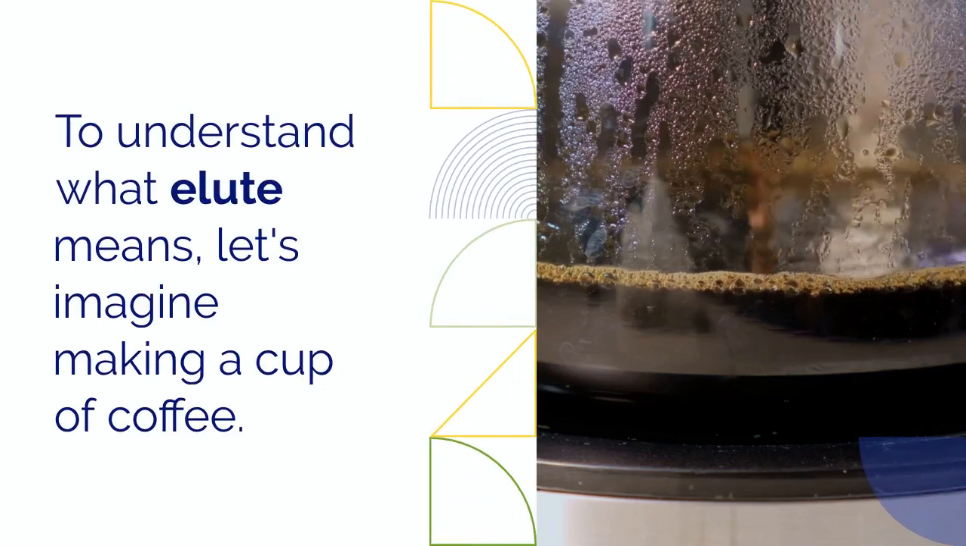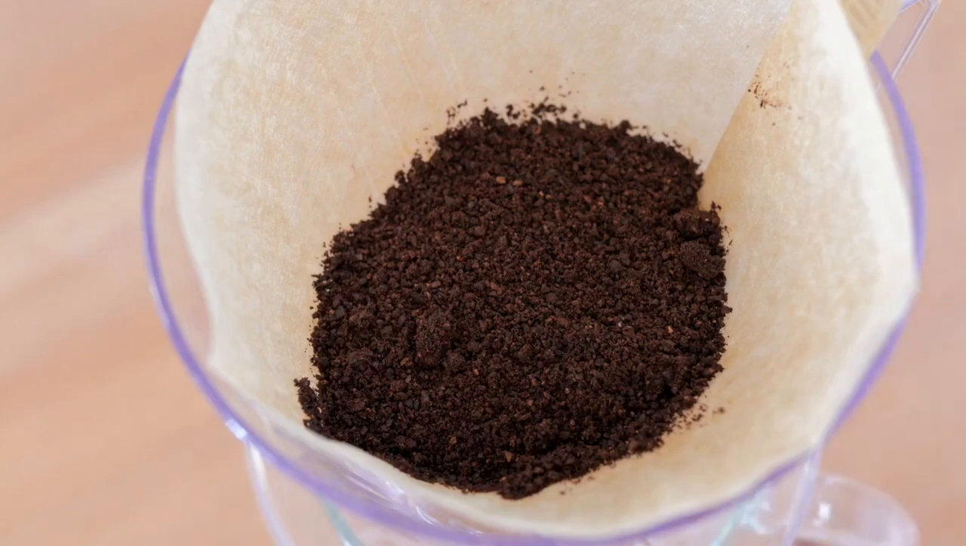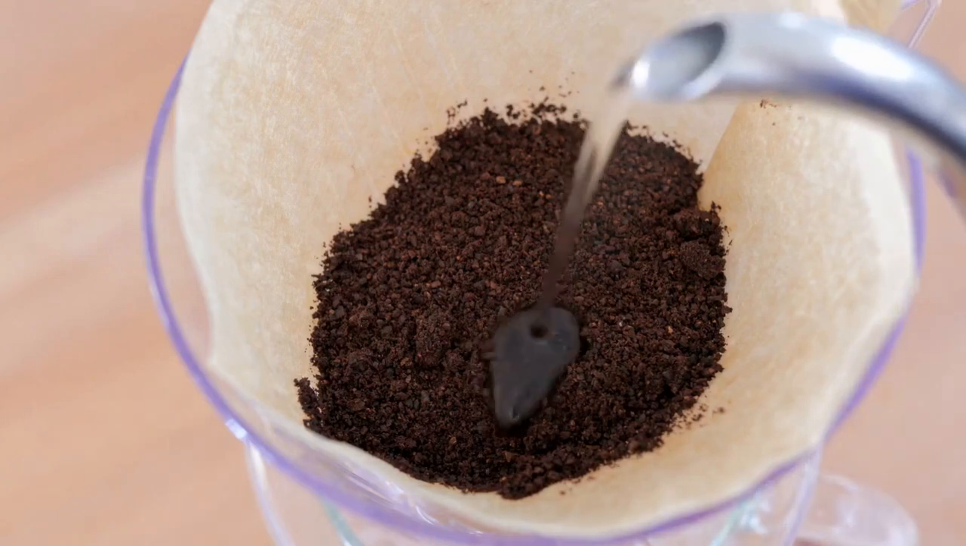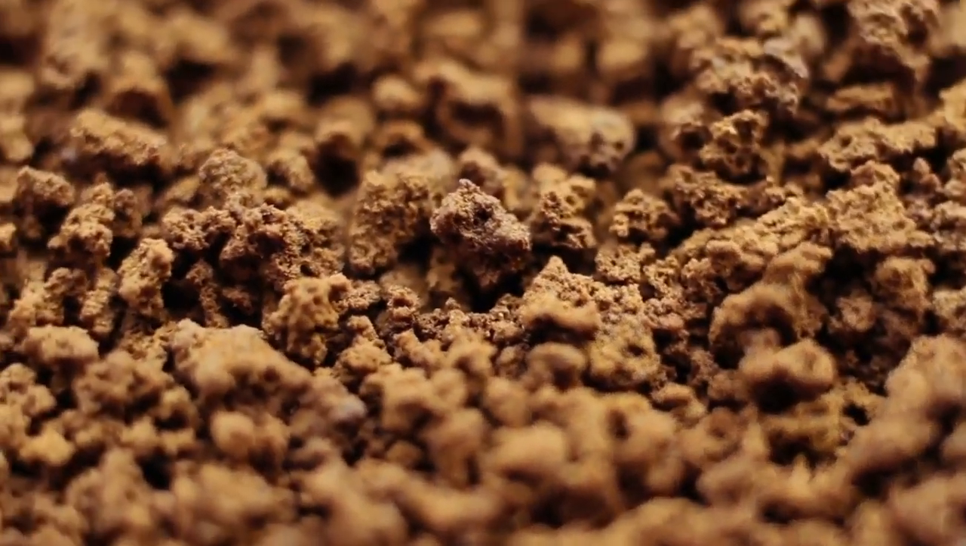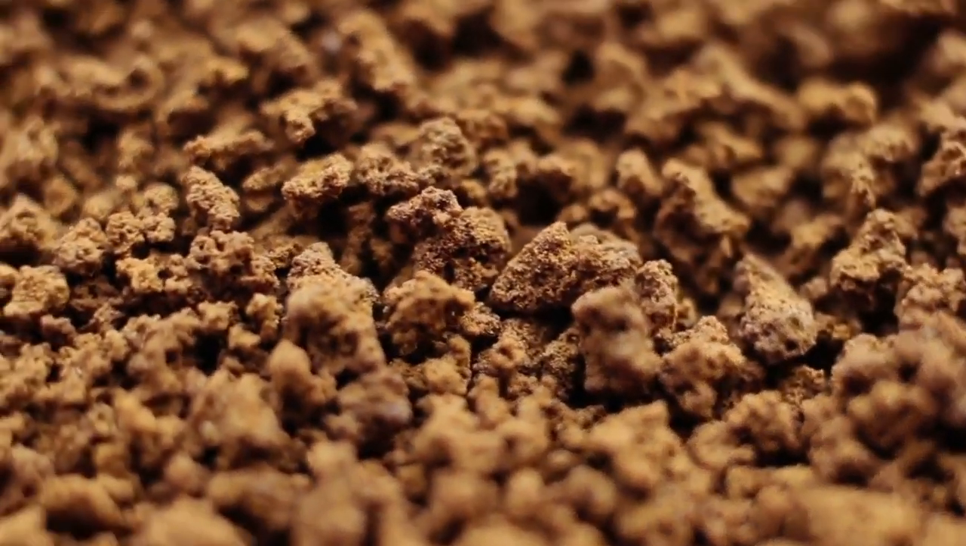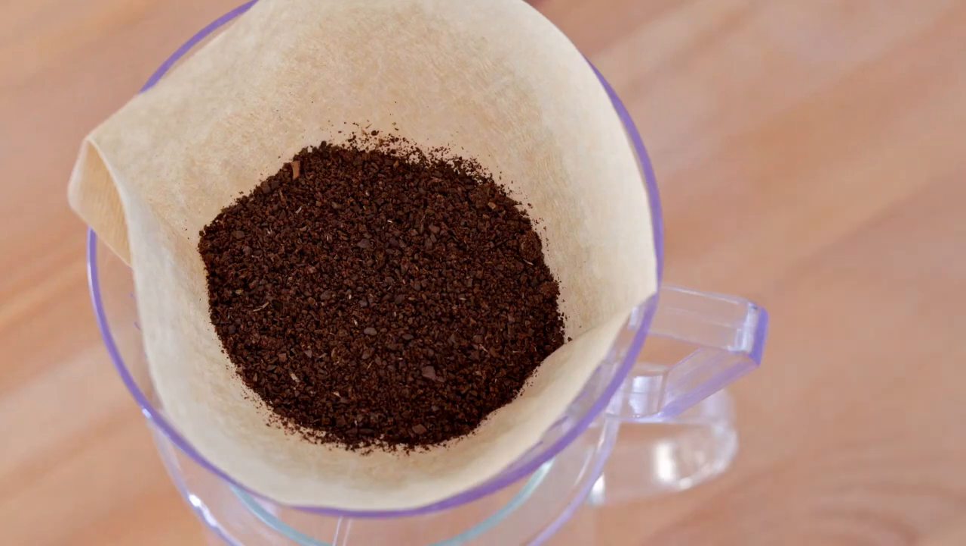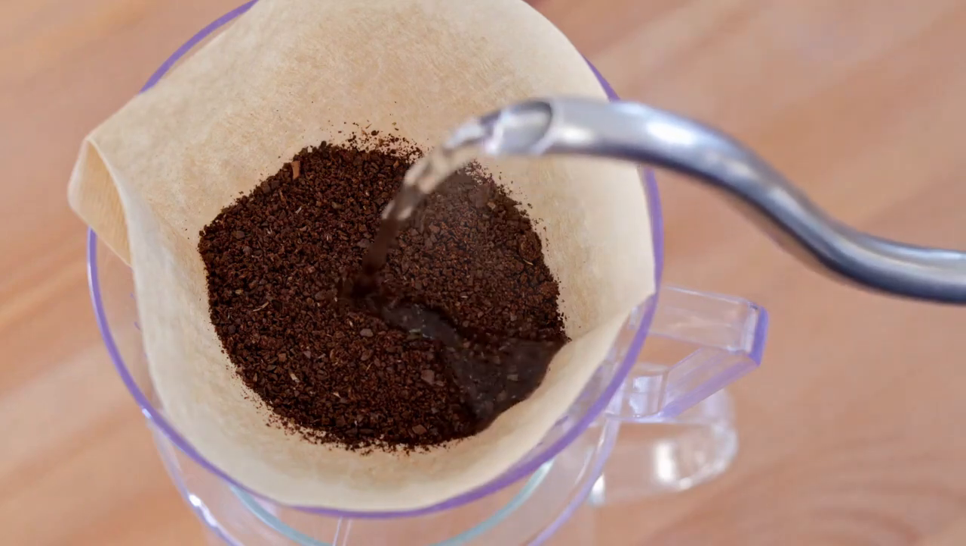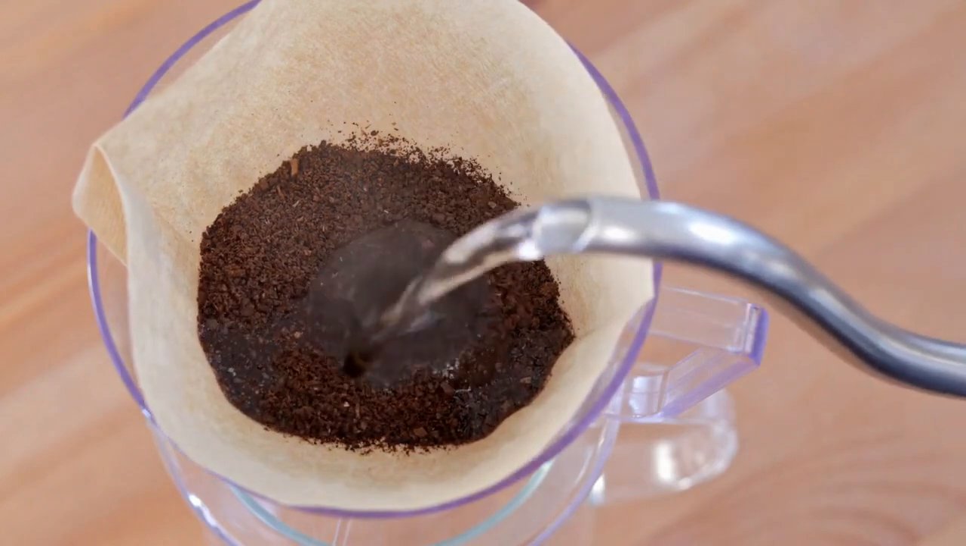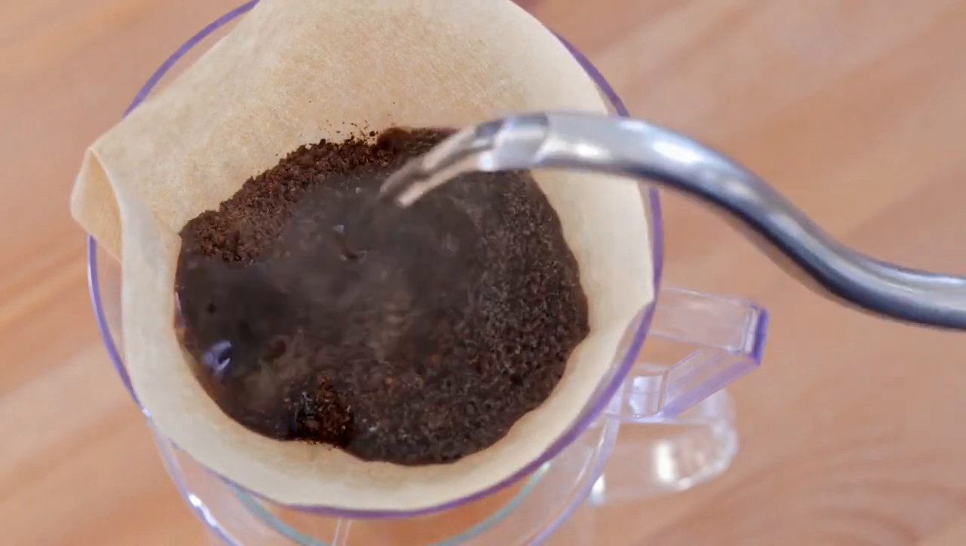To understand what elute means, let's imagine making a cup of coffee. Think of the coffee grounds in the filter paper as your chemical mixture, and the filter paper itself is the stationary phase. It stays in one place. Now, you pour hot water over the grounds. This hot water is your solvent, which in chromatography we call the eluent.